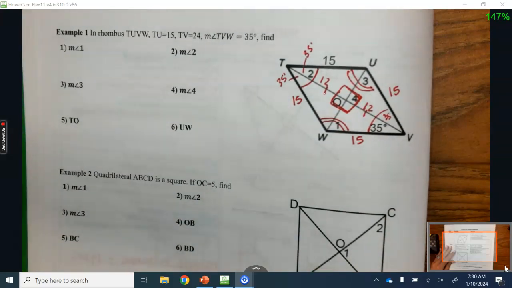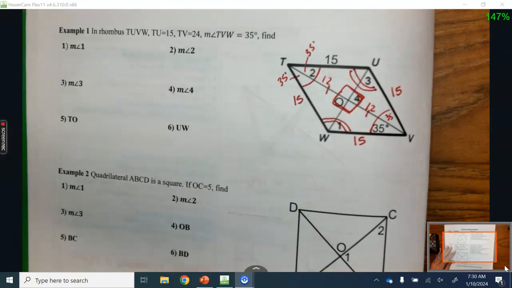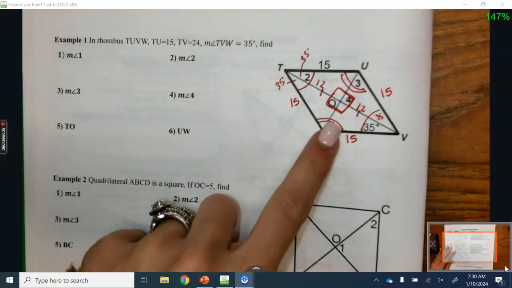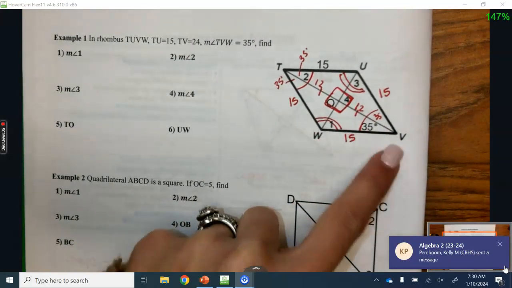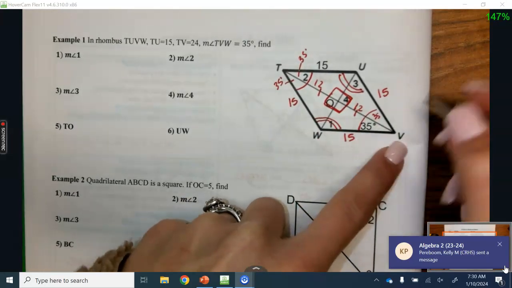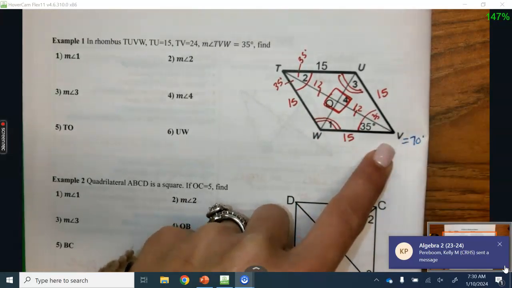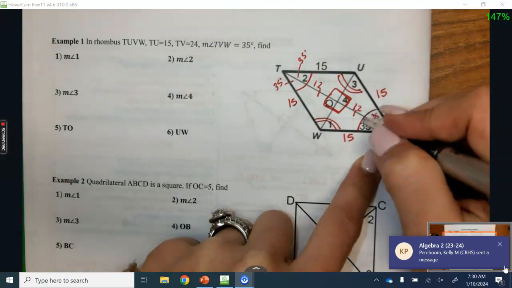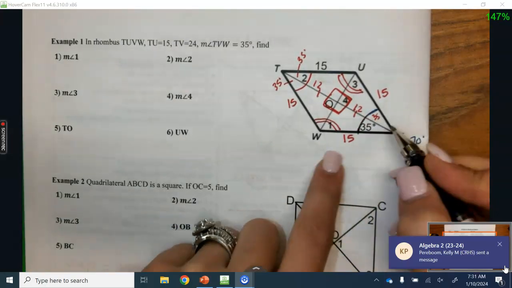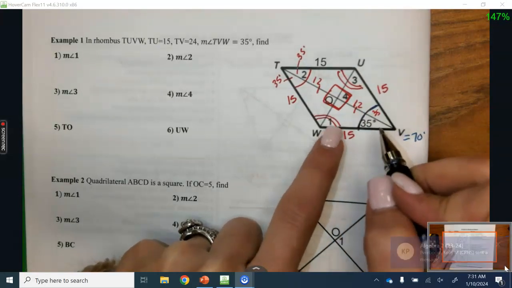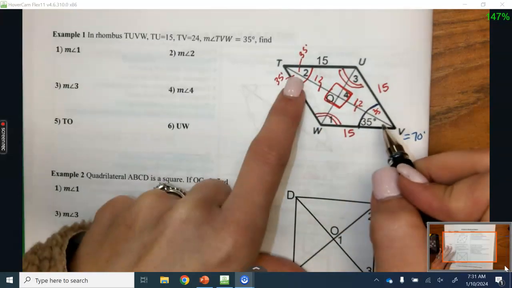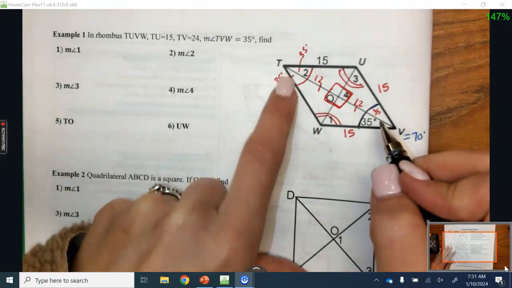Okay, so the measure of angle 1. All right, angle 1 is down here, right? They didn't give us that angle, but I do have angle V, right, 35 and 35, which equals 70 degrees, okay, as a whole, right, this entire angle. Remember, this is still a parallelogram. Consecutive angles are supplementary, right? These are opposite angles, T and V.